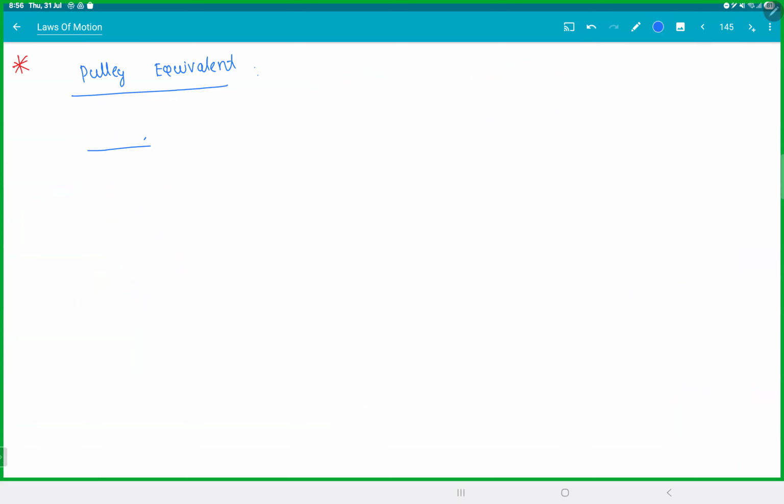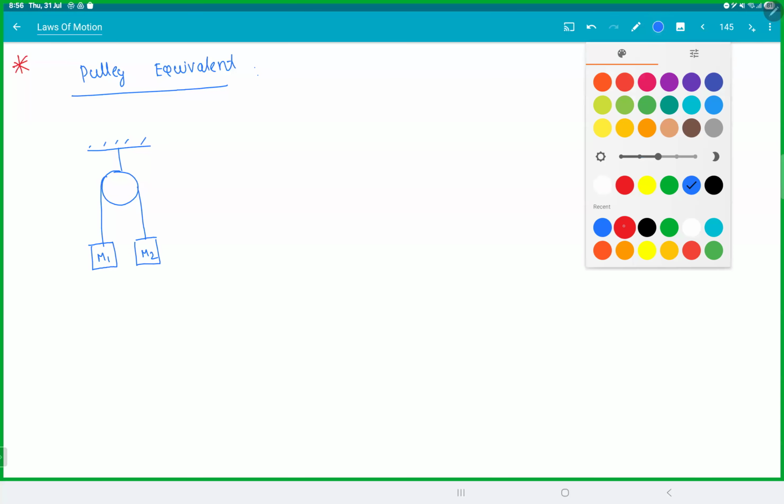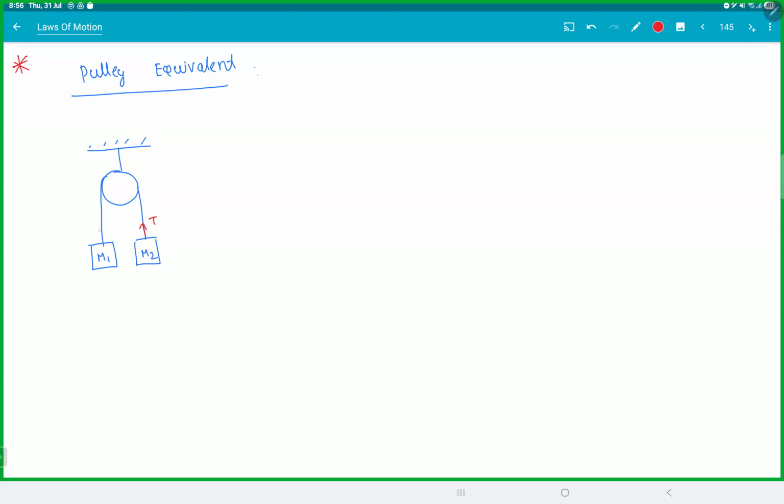Now, if you take an Atwood machine, M1 and M2, we calculated this before. If this tension was T, we know the tension is 2 M1 M2 by (M1 plus M2) times g. That means the tension in the uppermost string will be 2T.